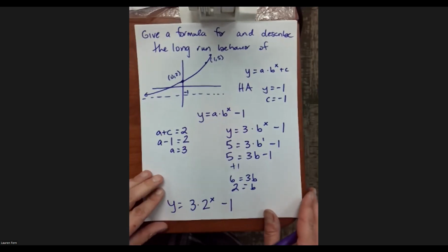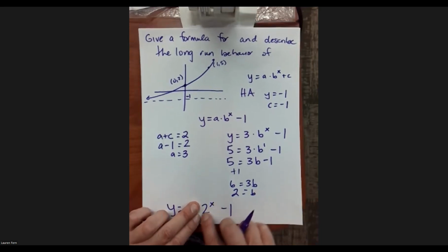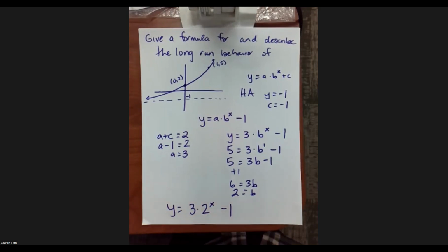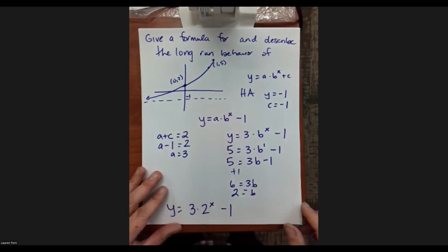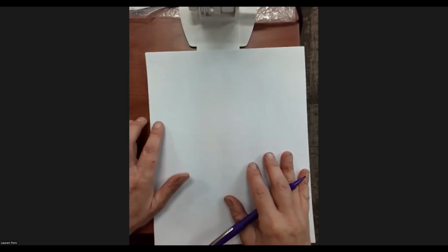Isn't that cute? So essentially what we're saying is take the graph of 2 to the x, multiply it by 3, that stretches it, and then move it down 1. Let's do another one.